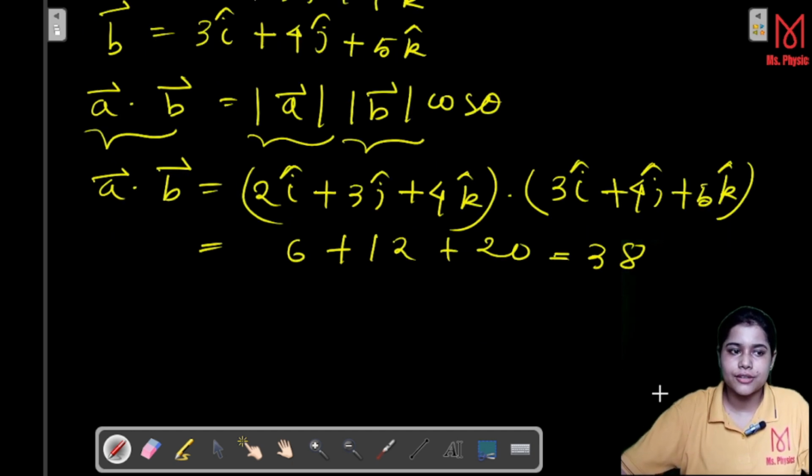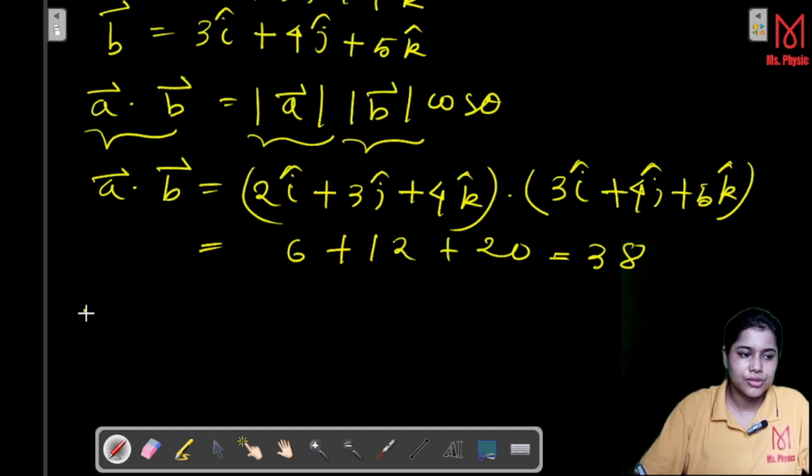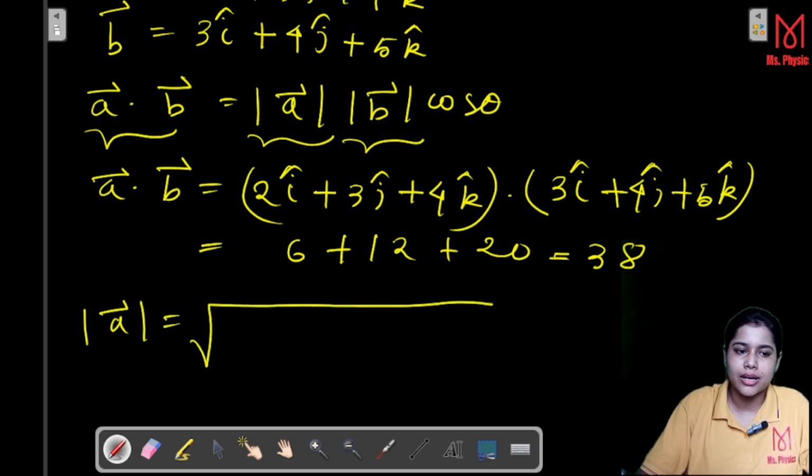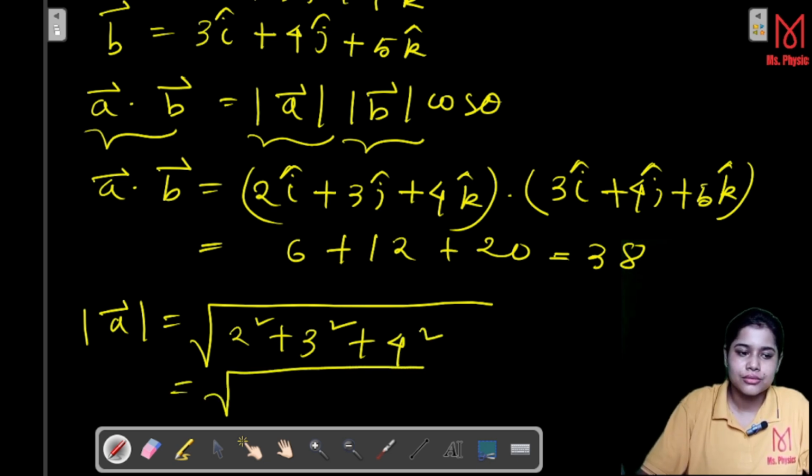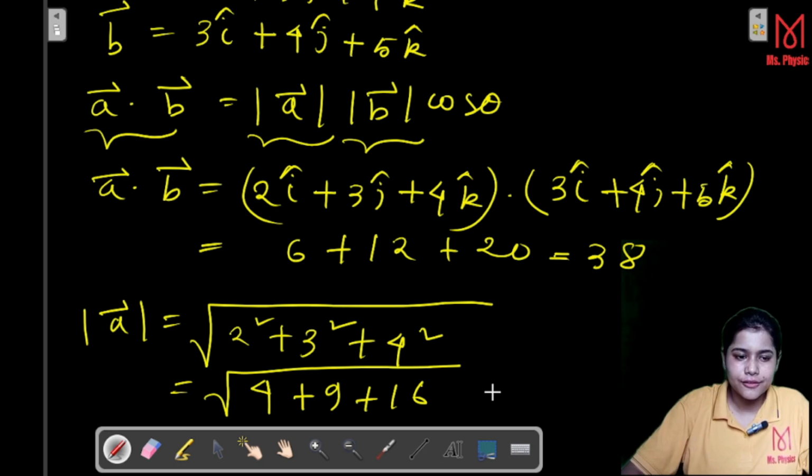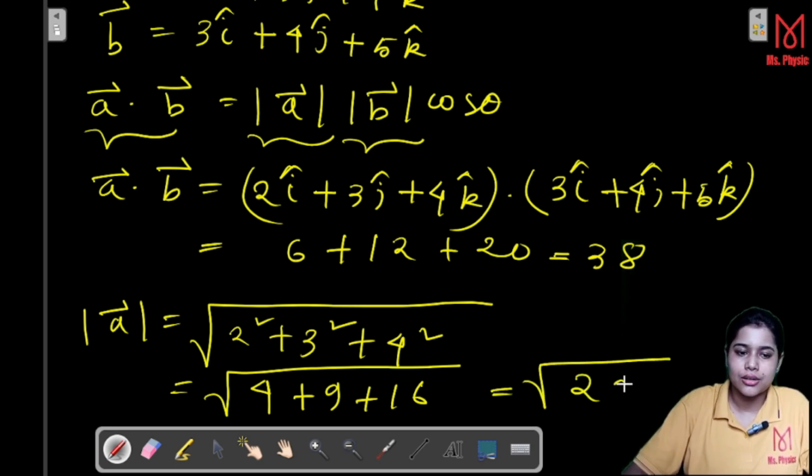Now we will calculate mod A. Mod A is equal to under root a square plus b square plus c square. That means 2 square plus 3 square plus 4 square is equal to under root 4 plus 9 plus 16. If you do the calculation, you are getting under root 29.